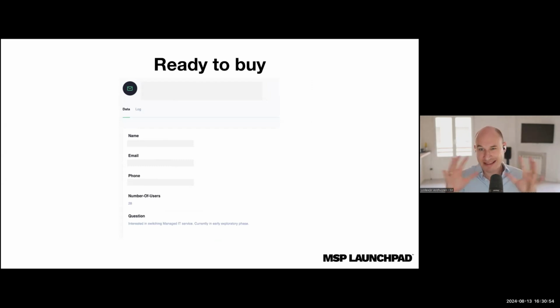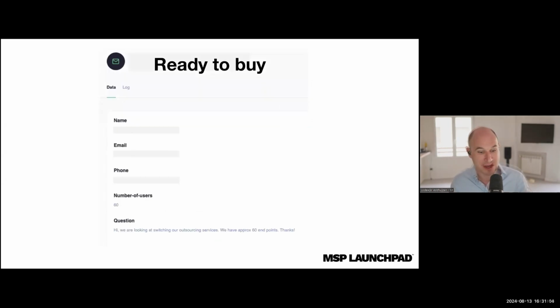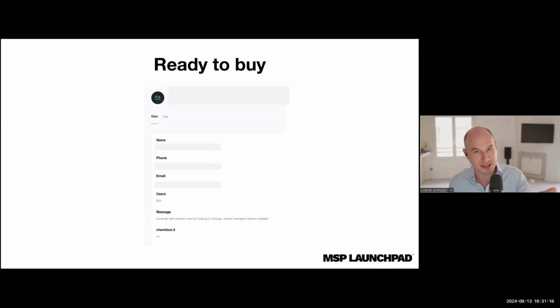So that's really the secret. 80% of the leads that are in the market are switching MSPs, and you should set up your system in order to attract companies like that. So 60 users and looking to swap. Clearly this is an exception because there aren't that many 500 user companies in any given market.